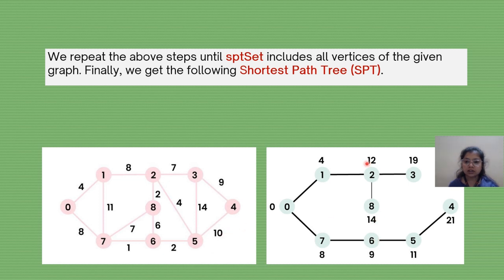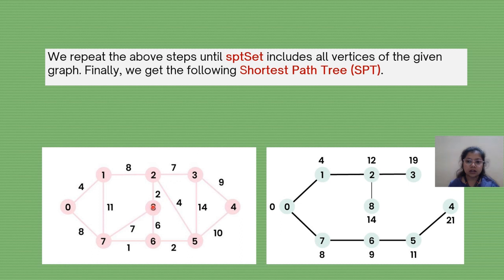So we can see that we already have the distance 12 for node 2. So we will choose node 2 now and include it in the SPT set. Then add the adjacent nodes of node 2, that is 8 and 3. Node 2's adjacent vertices are 8 and 3.